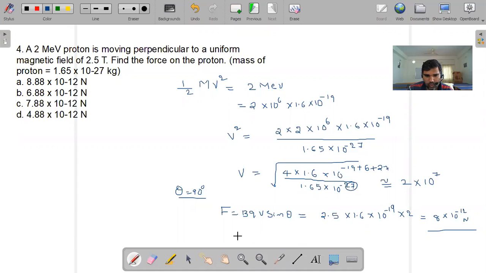Now F is equal to BQV sin theta, the formula. Theta is equal to 90 degree and B is 2.5 Tesla that they have given. Q is 1.6 into 10 power minus 19, proton, and V is 2 into 10 power 7 here. Sin 90 is 1. So 2.5 into 2, that is 5. 5 into 1.6 is 8. 10 power minus 19 plus 7 is 10 power minus 12. So approximately we are getting 8 into 10 power minus 12 Newton. So thank you.